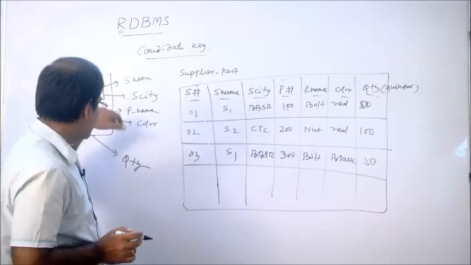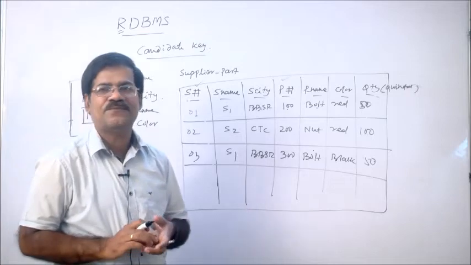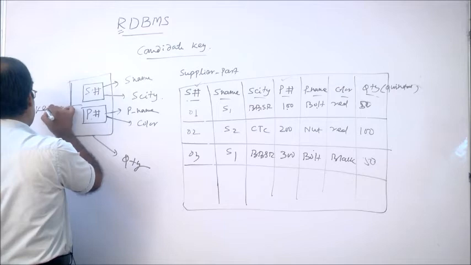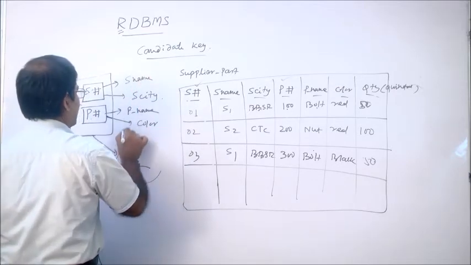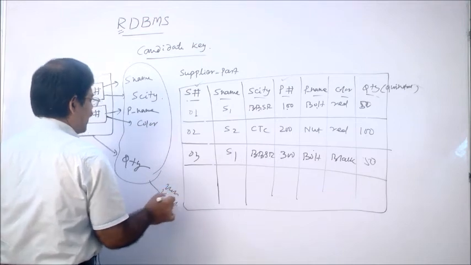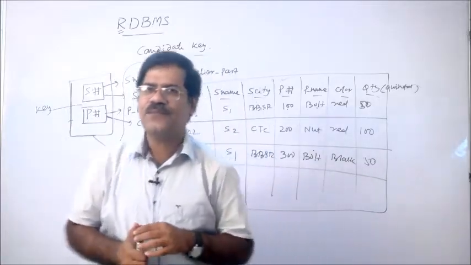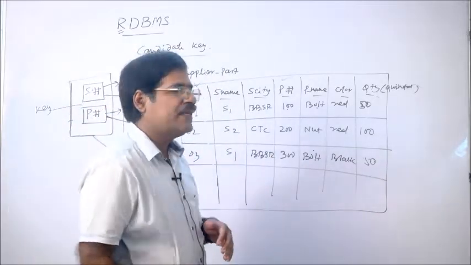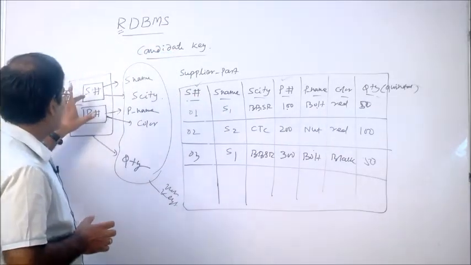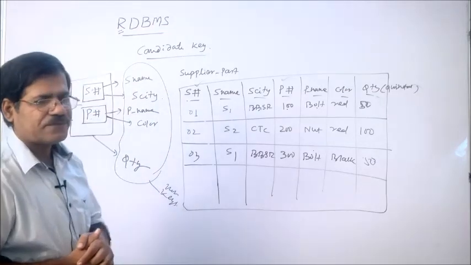So this is the table, and this diagram is called a dependency diagram. So the S number and P number are called your keys, and these fields are called non-keys. Non-keys are fully dependent on the key values, but in this particular table one key is not sufficient to determine all other non-key values. So the S number and P number, two keys, are required to determine all other non-key values.